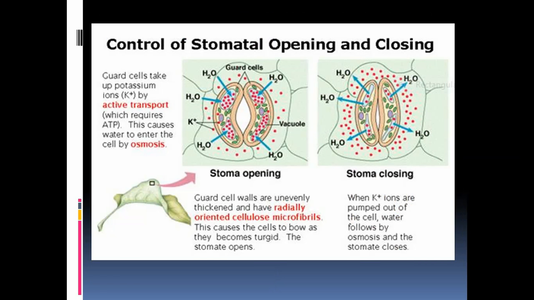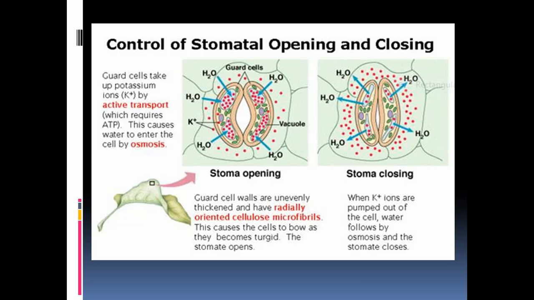See here in the picture, during the daytime what is happening? As I told you, guard cells contain chloroplast. So during the daytime there is sunlight. When sunlight is there, the chloroplast in the guard cells will perform photosynthesis. This photosynthesis process in the daytime leads to the production of ATP.